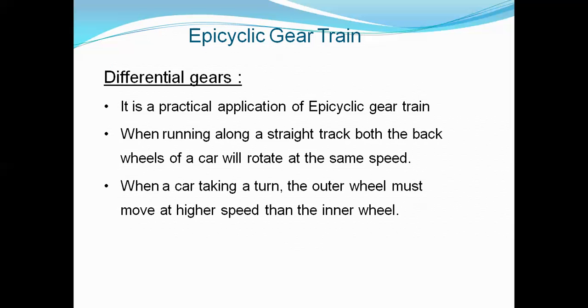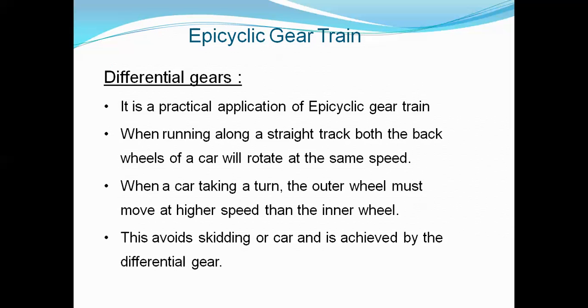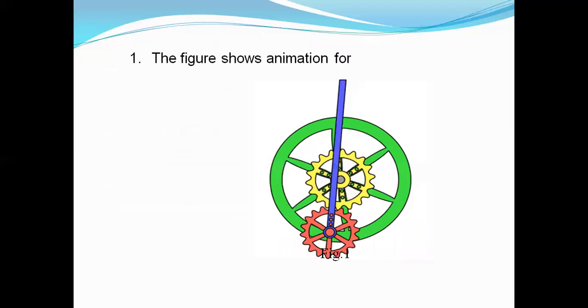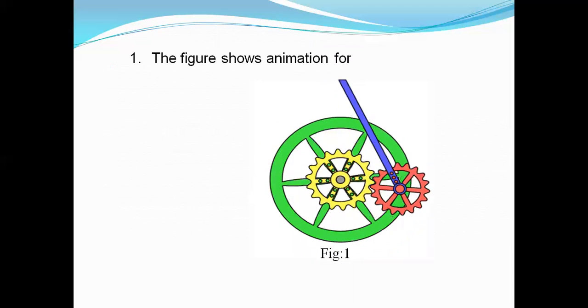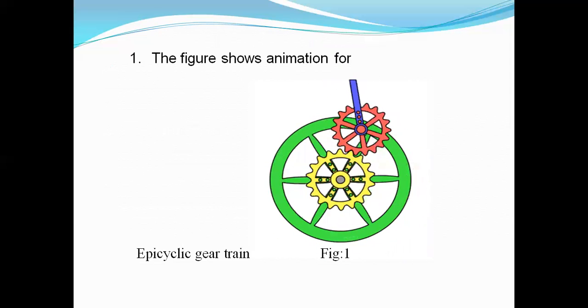Understood? With this epicyclic gear train arrangement in the differential gearbox, when the vehicle is moving on a straight track, the wheels are rotated at the same speed. When it is taking a turn, the outermost wheel is rotated at high speed and the inner wheel at low speed. This can be achieved by the epicyclic gear train. So this avoids the skidding of the car and is achieved by the differential gearbox. In this diagram, you can observe the animation for the epicyclic gear train.